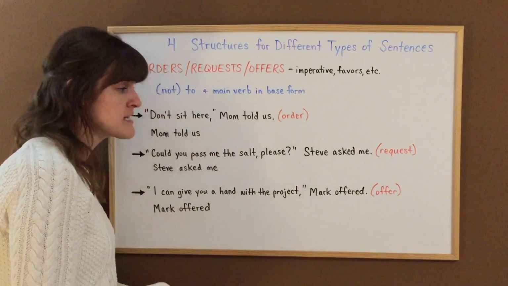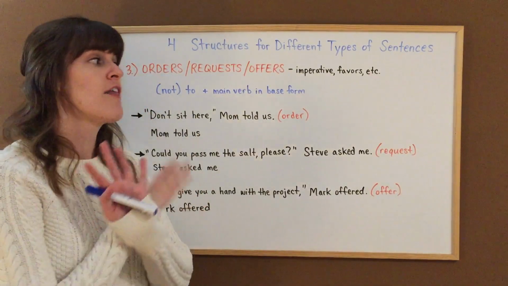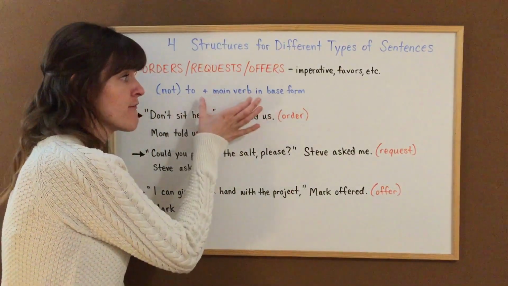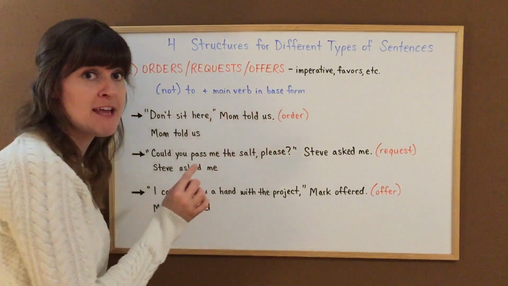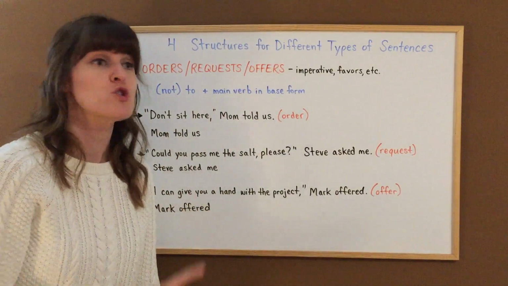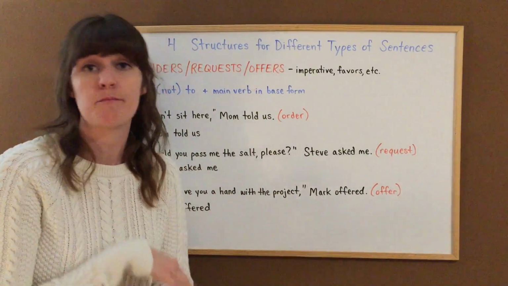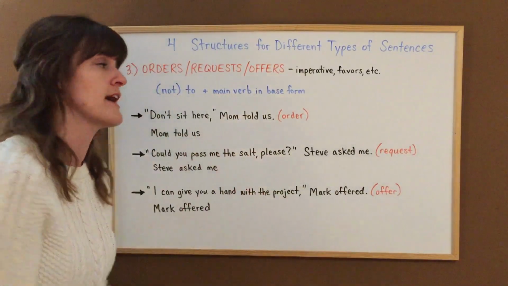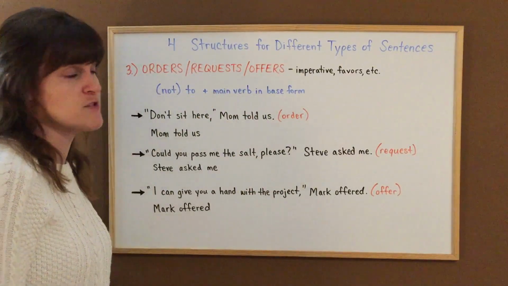With these kinds of sentences, you don't have to worry about the verb change. Why? Because this is where we put our verb. We put to and we put the main verb in base form. So you don't have to put present simple and past simple. You don't have to put future with will and would. None of that. Just to plus the main verb in base form.